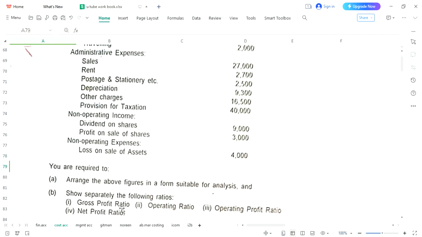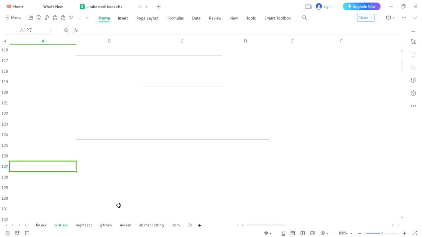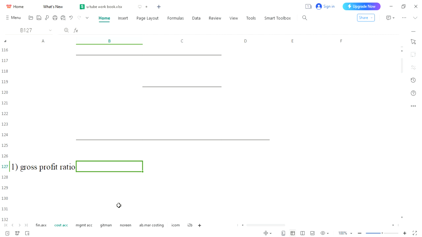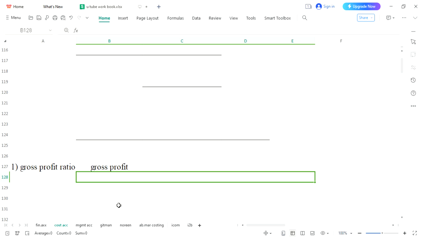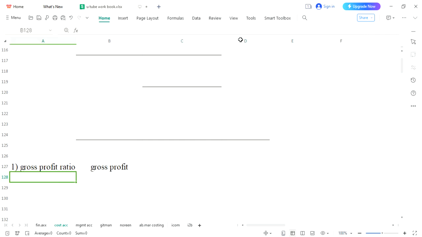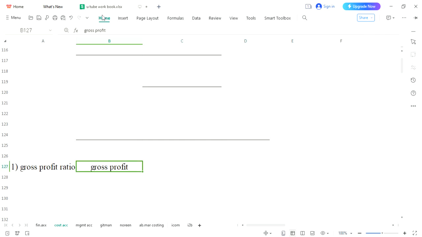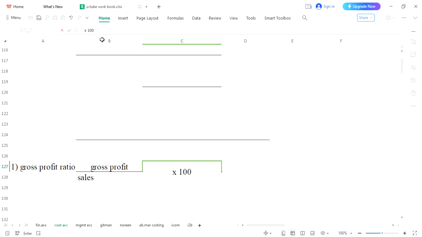Look at here. First requirement is gross profit ratio, and you must have in your mind, first ratio we are calculating, gross profit ratio. And how do you calculate? For this you need to have gross profit on the upper side, and then you will divide it by sales. Formula is gross profit divided by net sales, and then you will multiply it with 100.